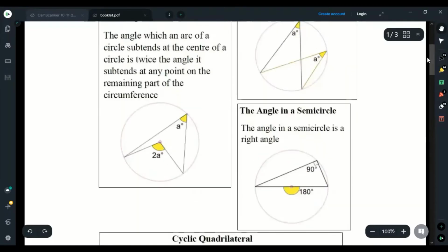So if we look here, we see that these two angles, this angle touching the circumference and this angle at the center, are both standing on an arc. An arc is just a portion of the circumference. It may be small or large, but it's a portion of the circumference. So the angle which an arc of a circle subtends at the center of a circle is twice the angle it subtends at any point on the remaining part of the circumference.